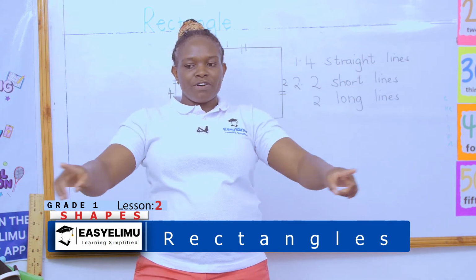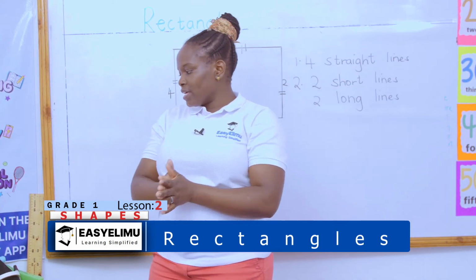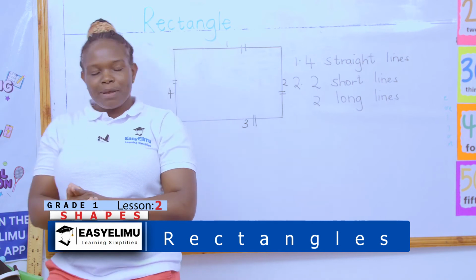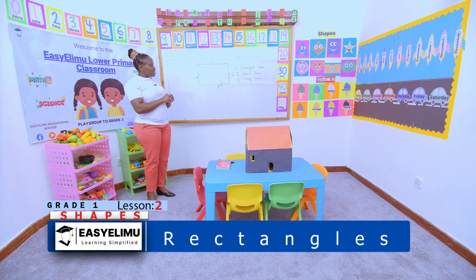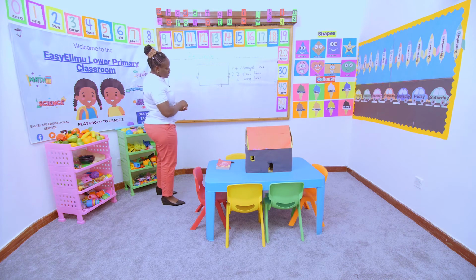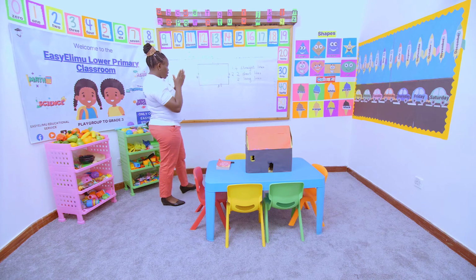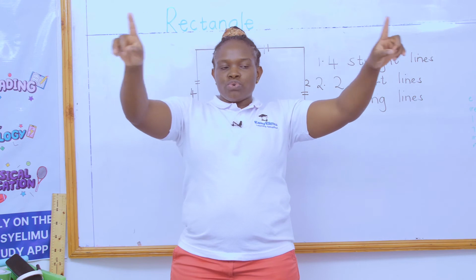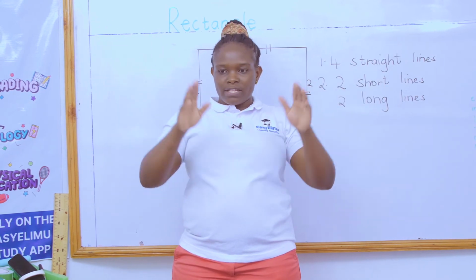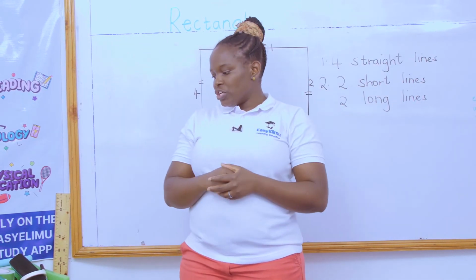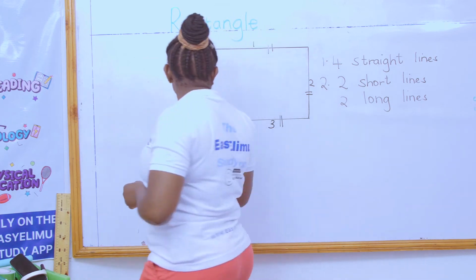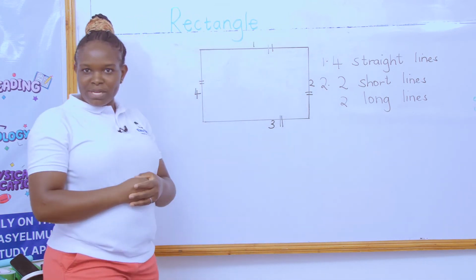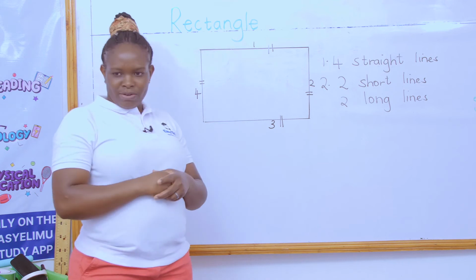So we are saying a rectangle is a shape. And this shape has 4 straight lines. It has how many? 4 straight lines. And we are saying out of these 4 straight lines, 2 are long and the 2 on this side are short. Do you remember when we did measurement? What did you say we call the long side?